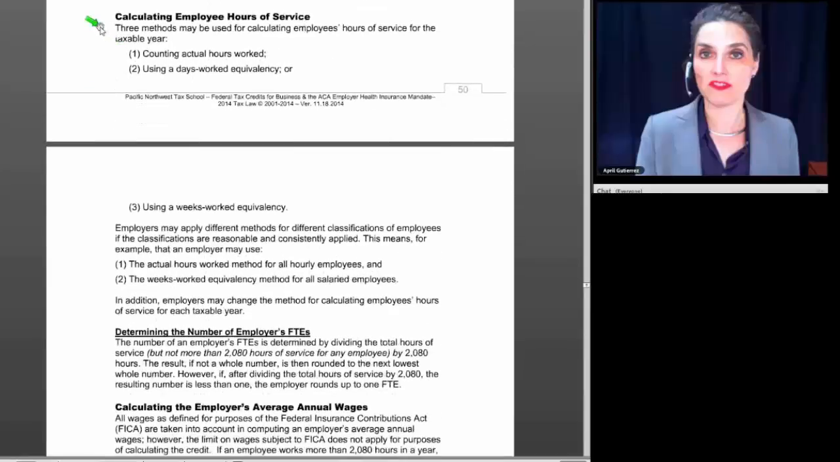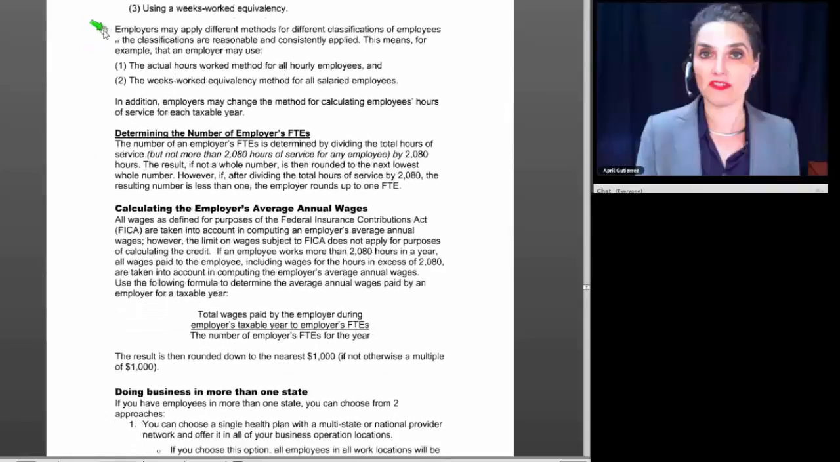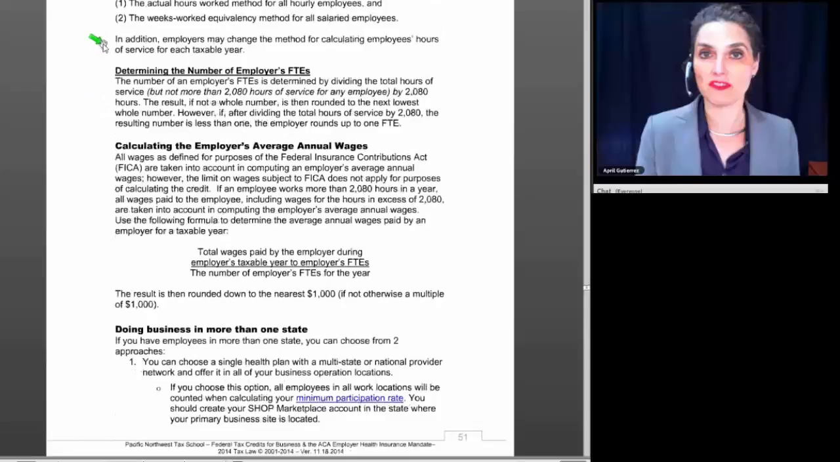Calculating employee hours of service. Three methods may be used for calculating employees' hours of service for the taxable year. These include counting the actual hours worked, or using a days-worked equivalency, or using a weeks-worked equivalency. Employers may apply different methods for different classifications of employees if the classifications are reasonable and consistently applied. This means, for example, that an employer can use the actual hours worked for all hourly employees and the weeks-worked equivalent method for all salaried employees. In addition, employers may change the method of calculating employee hours.